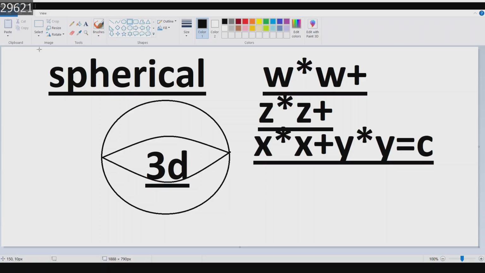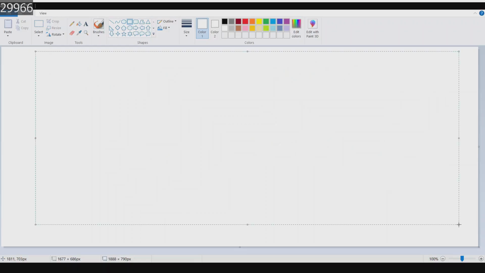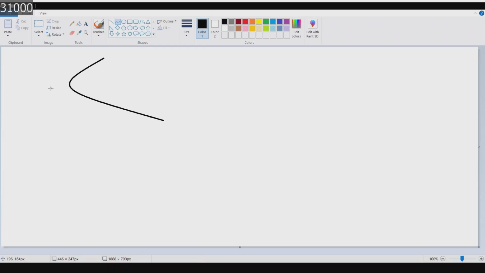Okay. But that's not all. There is also something called hyperbolic. For that, I have to look up. It's called a hyperboloid.